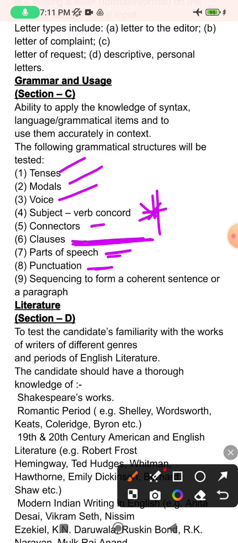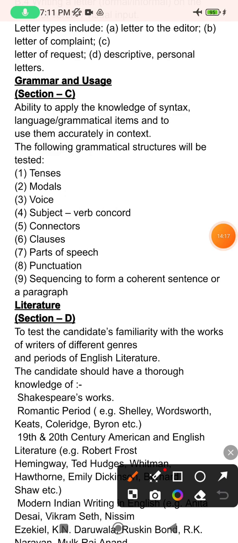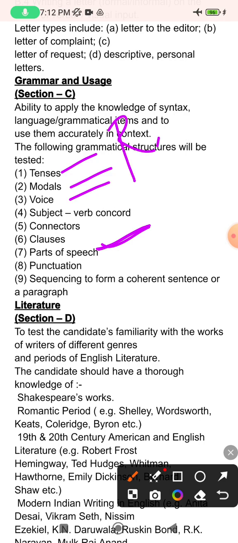Okay, then sequencing to form a coherent sentence or a paragraph. So generally we have to go through parts of speech, the 8 parts of speech, side by side articles also, then tenses, modals, voice, and narration. Here one thing is missing: reported speech or narration, that is quite important. Then we have syntax or subject verb concord, connectors. Okay, connectors or joining words, very important.